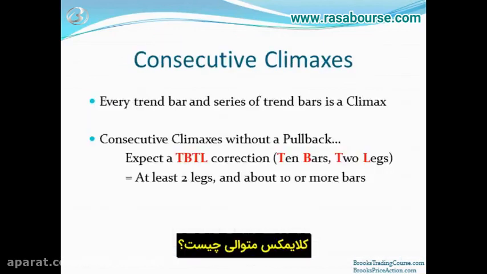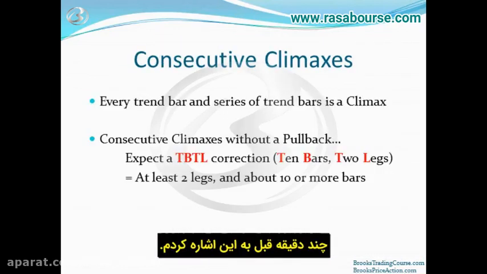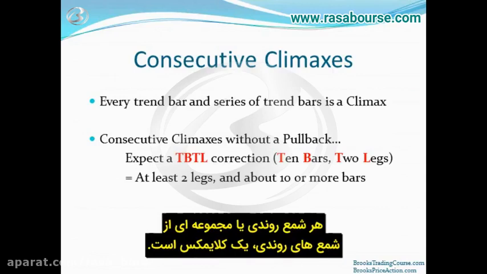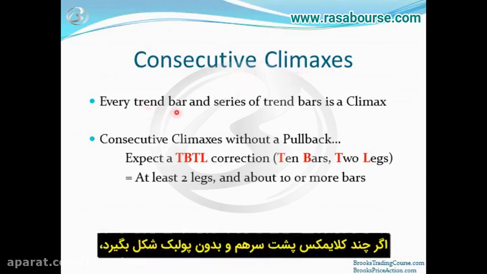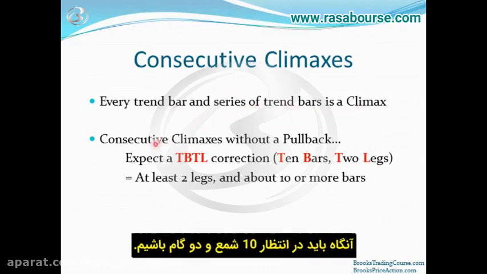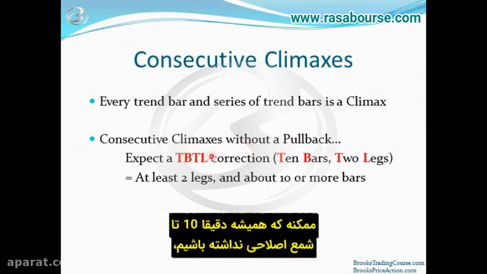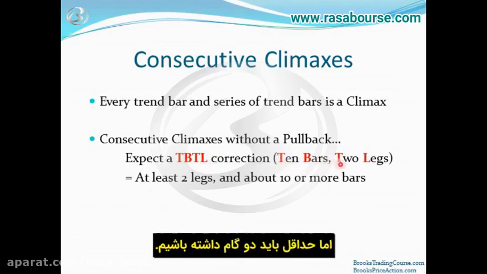What about consecutive climaxes? I mentioned that a moment ago. Every trend bar, every series of trend bars is a climax. If you start to get a series of consecutive climaxes without a pullback, you should soon expect TBTL, 10 bars and 2 legs. It's not always exactly a 10 bar correction, but at a minimum there should be 2 legs.